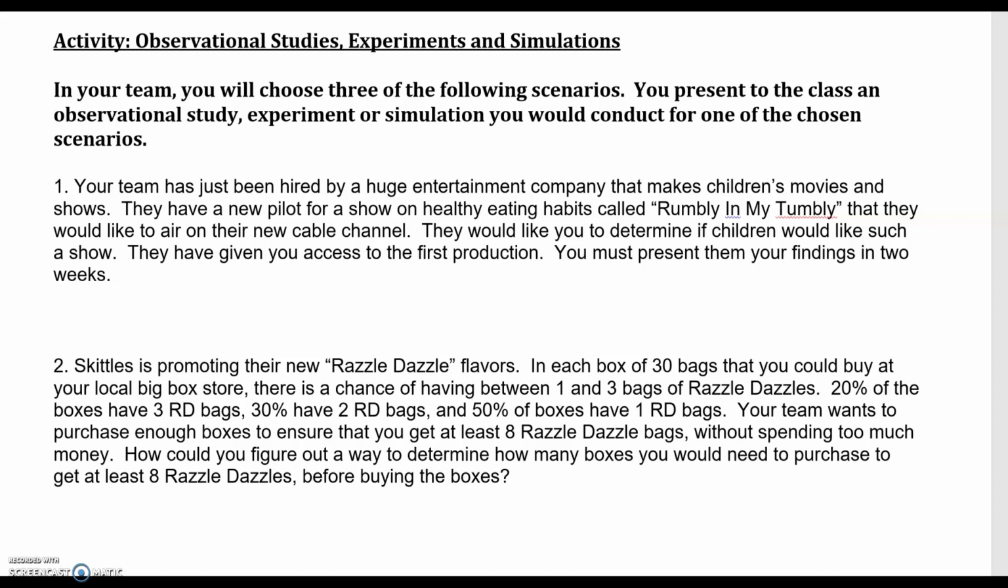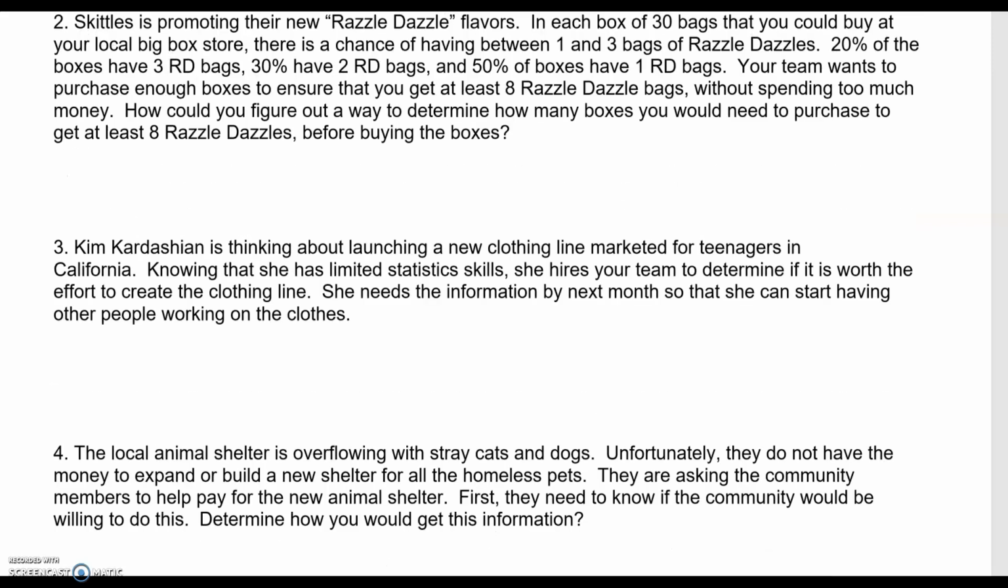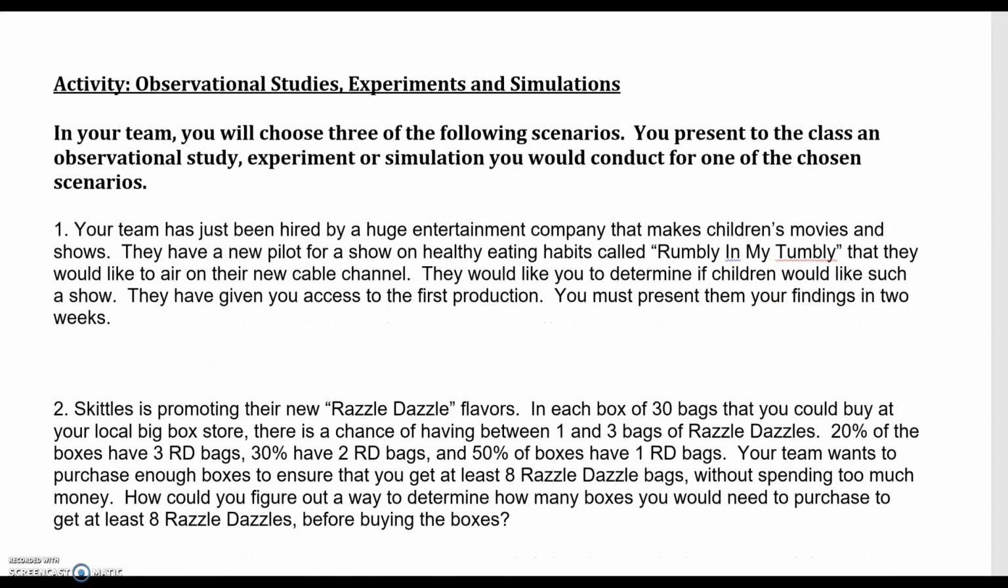Today you're supposed to be doing an activity on observational studies, experiments, and simulations. You have 5 different scenarios in this activity. As a group, you were supposed to choose 3 of the scenarios and present an observation to the class. But obviously we're not there, so you're not going to do the presentation. You're just going to do it on your piece of paper.